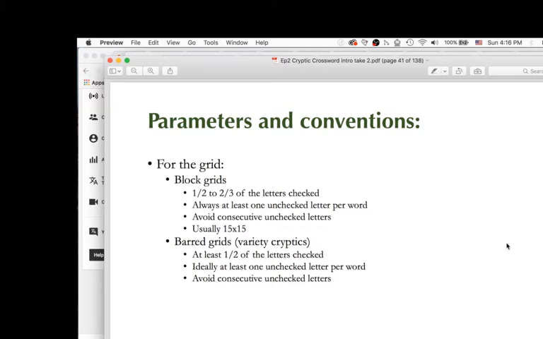Again, avoid consecutive unchecked letters. And in a barred grid, because there are no black squares, there are more letters in the grid in relation to its overall size. So usually, whereas we would do 15 by 15 for a block grid, a barred grid is usually 12 by 12. But again, one of the nice things about variety cryptics is the word variety, which means that sometimes you can do whatever the heck you want. Could be any size or shape. I have seen variety cryptics that are on hexagonal grids, triangular grids, other things that you wouldn't even think to do in a normal puzzle, but in some ways you have a lot of freedom in a variety cryptic.